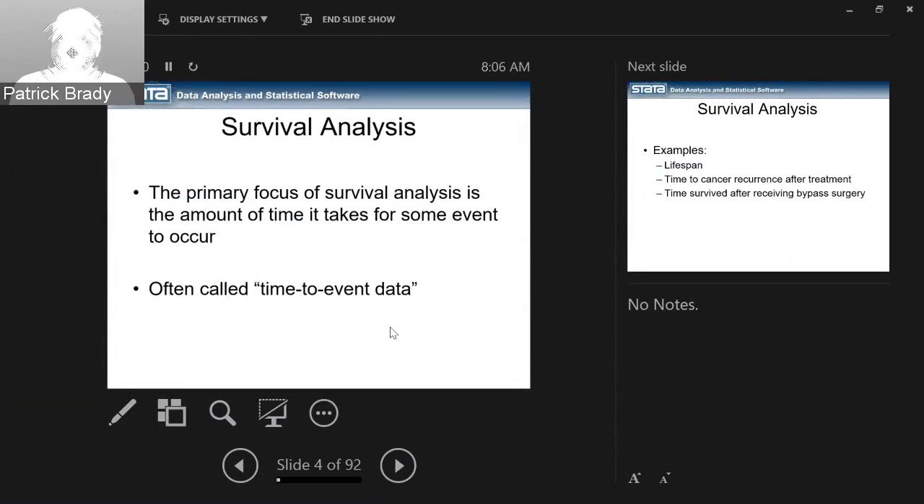So survival analysis, what is this anyway? Why does it get its own class in most departments, and why is it considered its own sort of small branch of statistics?